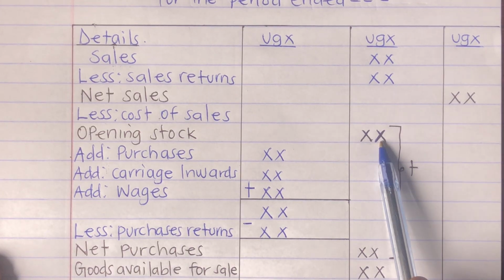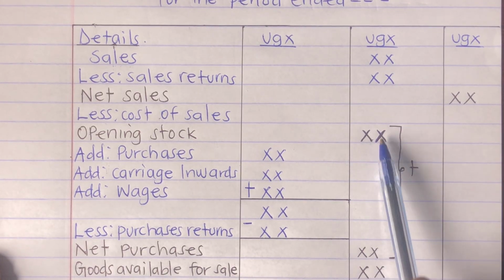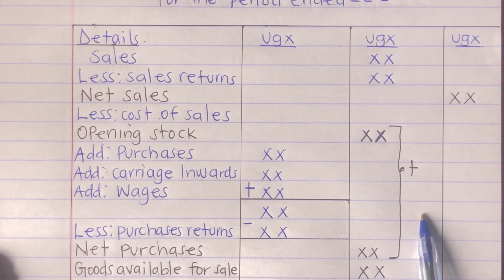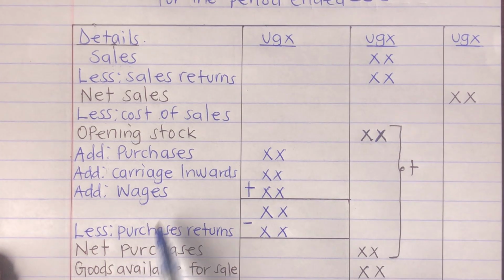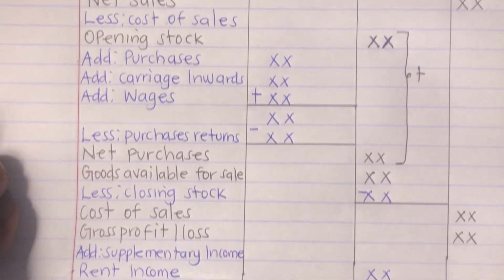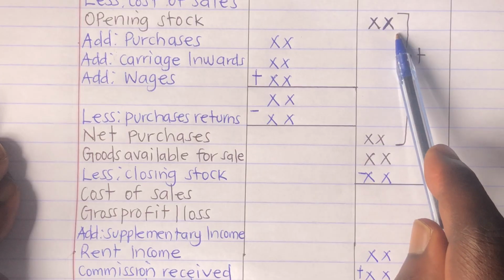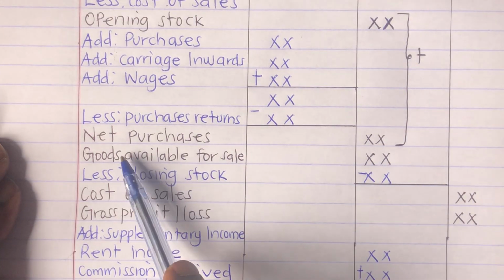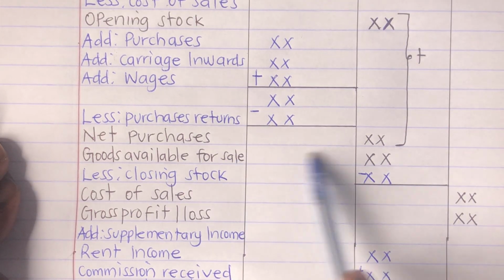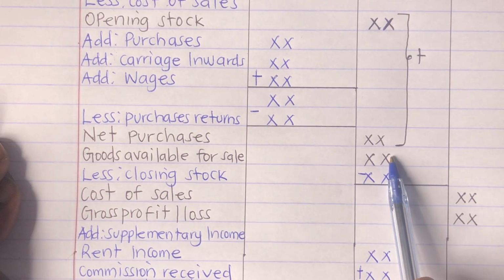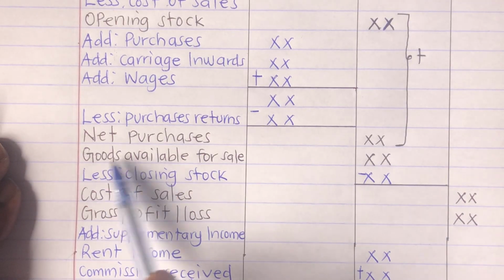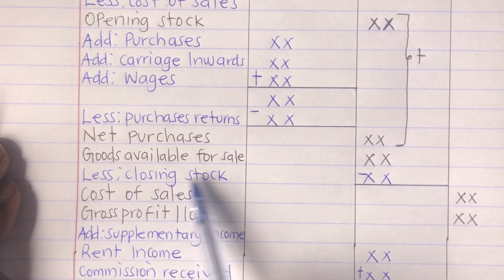So we have opening stock, we have net purchases. You compare these two by adding them. When you add opening stock plus net purchases, what you get is goods available for sale. We have goods available for sale, and our aim is getting gross profit. So we can say goods available for sale less closing stock.